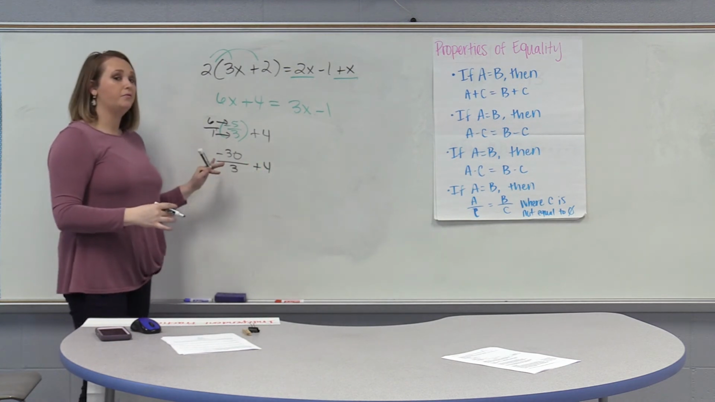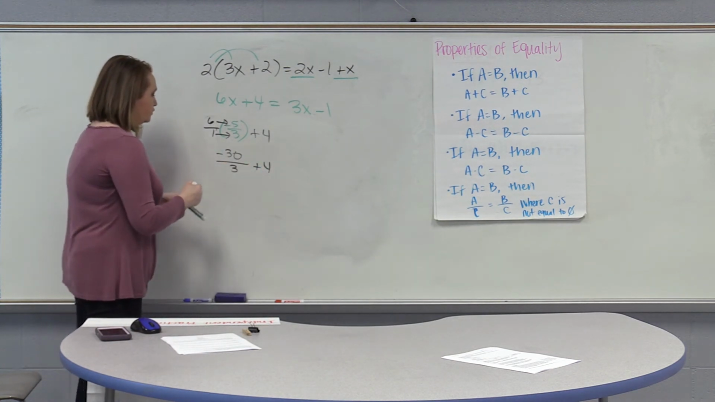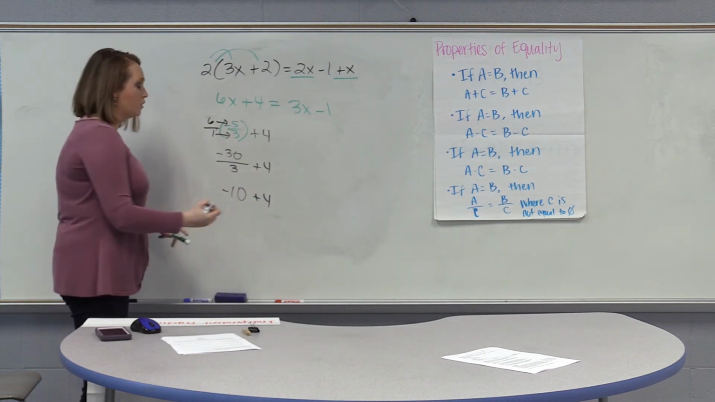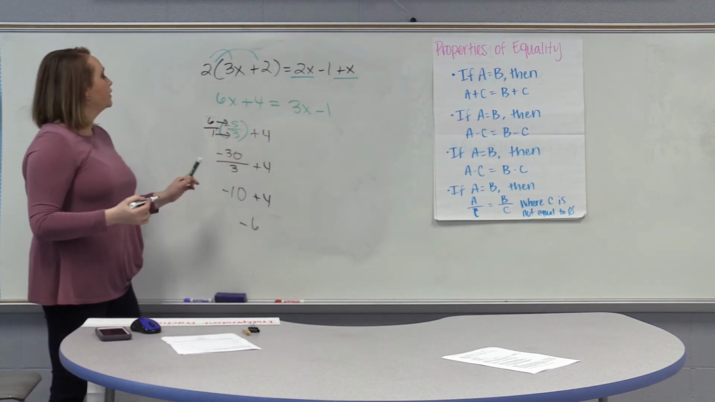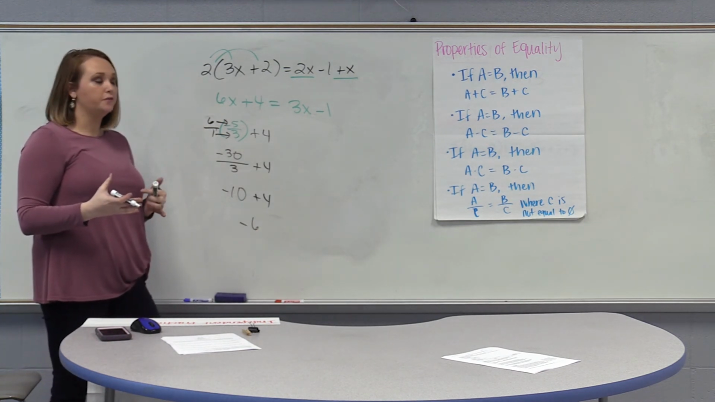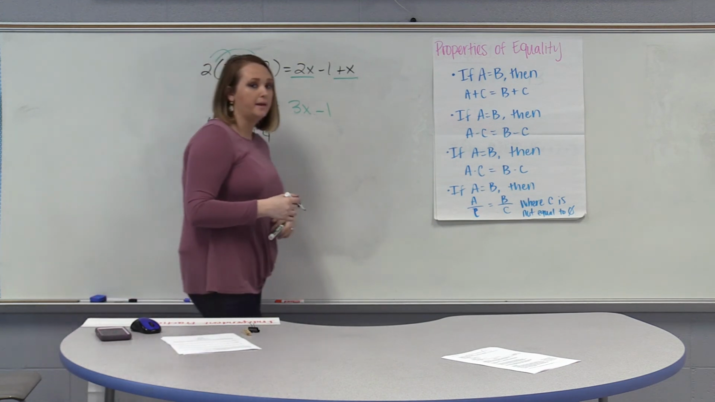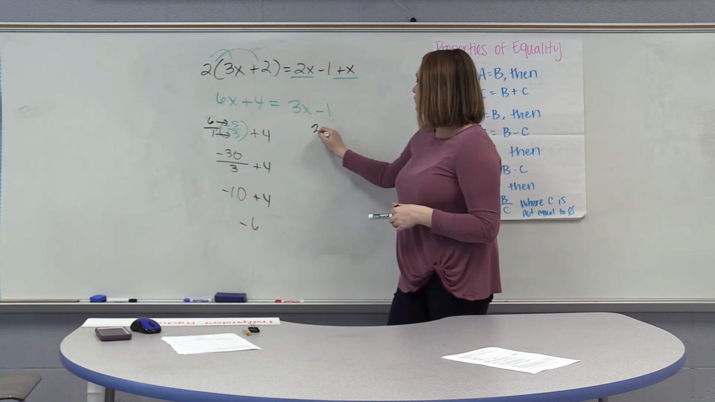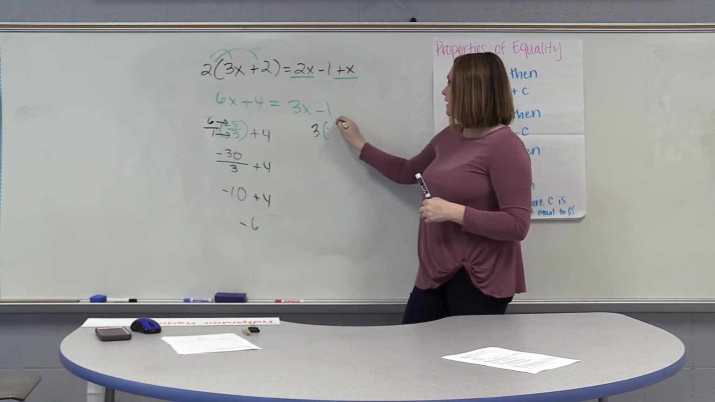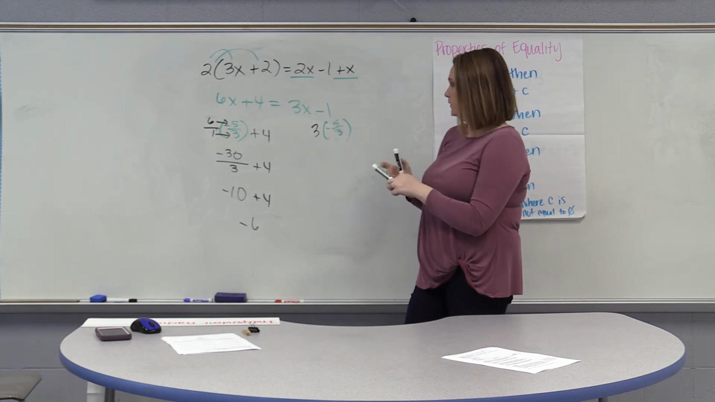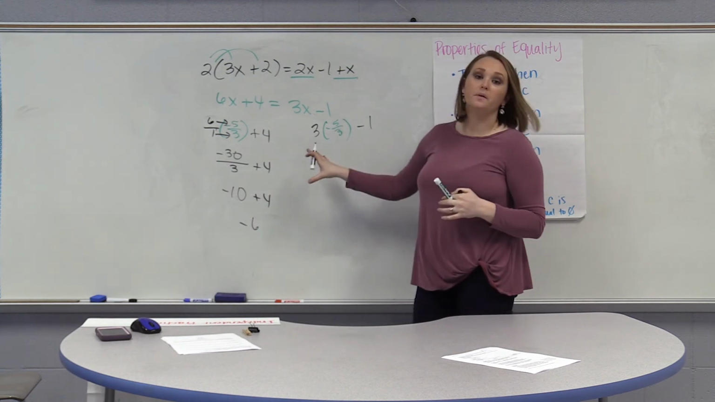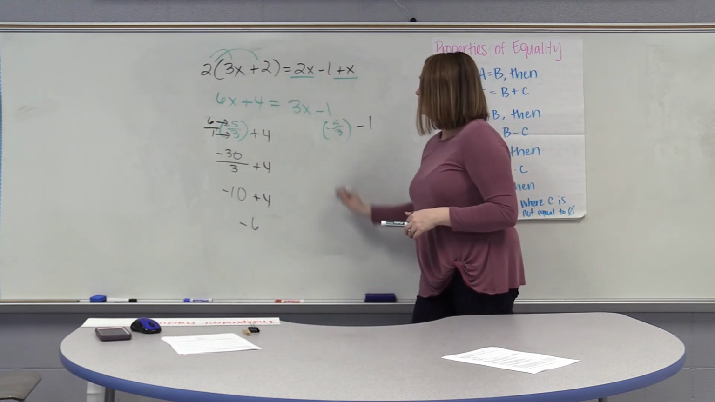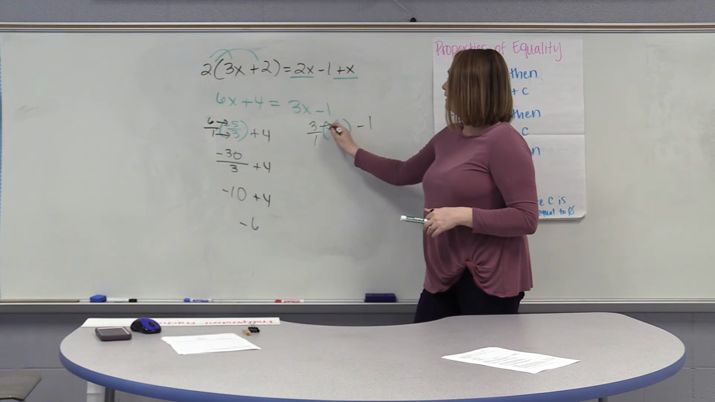I know that -30 divided by 3 is equal to -10. And -10 plus 4 is equal to -6. So when I plug in the value -5/3 for x, on the left side I get -6. Let's try that same thing on the right side. So I have 3 times -5/3 minus 1. Again, I'm going to use my method of turning 3 into a fraction. And I'm multiplying straight across.